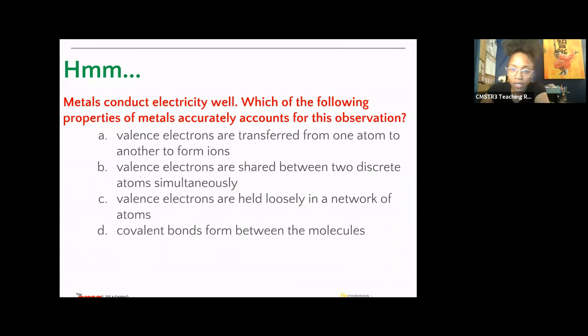It says metals conduct electricity very well. Which of the following properties of metals accurately accounts for this observation? So why do metals conduct electricity well? If you're not a chemistry person, try to use process of elimination, because one of these is wrong right off the bat.